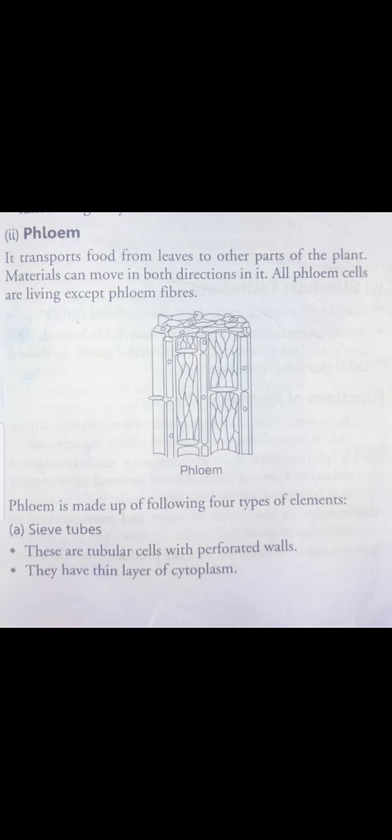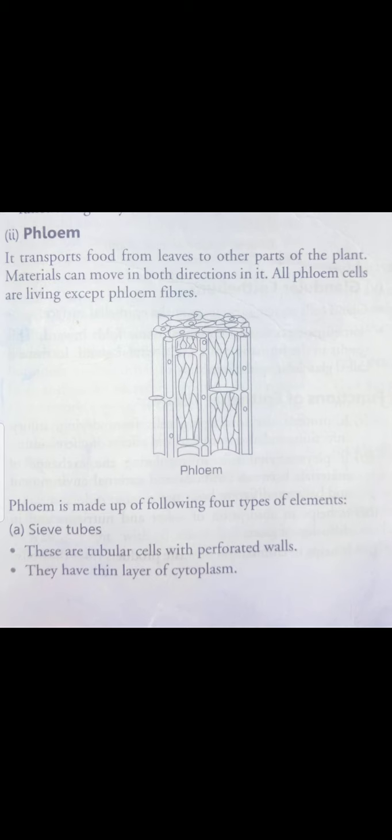All phloem cells are living except phloem fibers. So see here, phloem cells are living cells. Like in xylem, only xylem parenchyma was living and the rest are all non-living cells, whereas in phloem all the cells are living cells having the nucleus in them, having the cytoplasm in them, and all the cell organelles, all the cell parts are there in these cells. So they are living cells. Only phloem fibers are the dead cells in the phloem tissue. Okay, I hope you understood this.